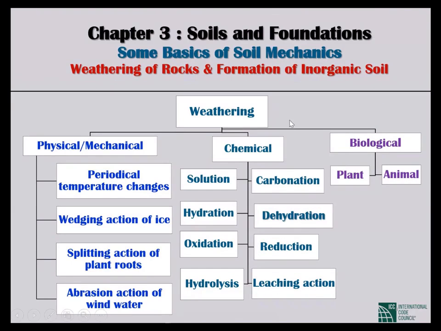So weathering, as you know, has three types: physical, chemical, and biological. I'm mentioning all these simple things because they are actually responsible for the complexities of soil. So we have three types of weathering: physical, chemical, and biological. All the agents are mentioned over there. For example, periodical temperature changes, weathering action, hydration, dehydration, all these things are coming.